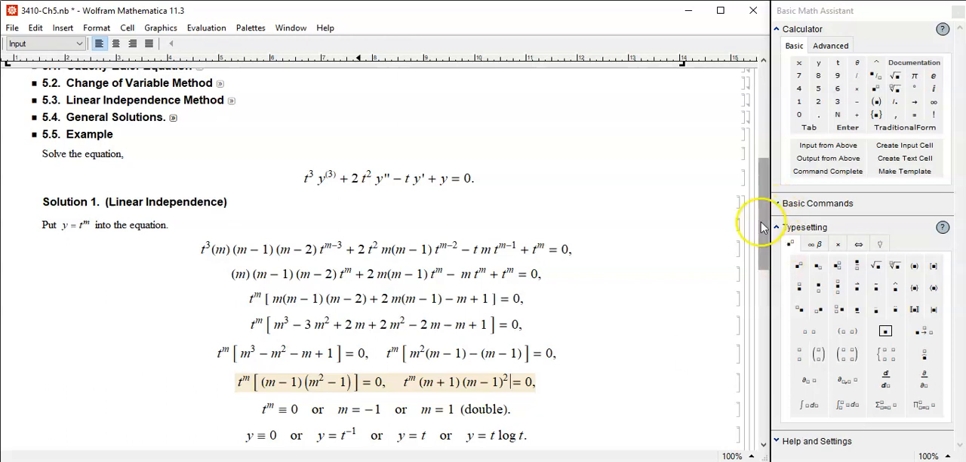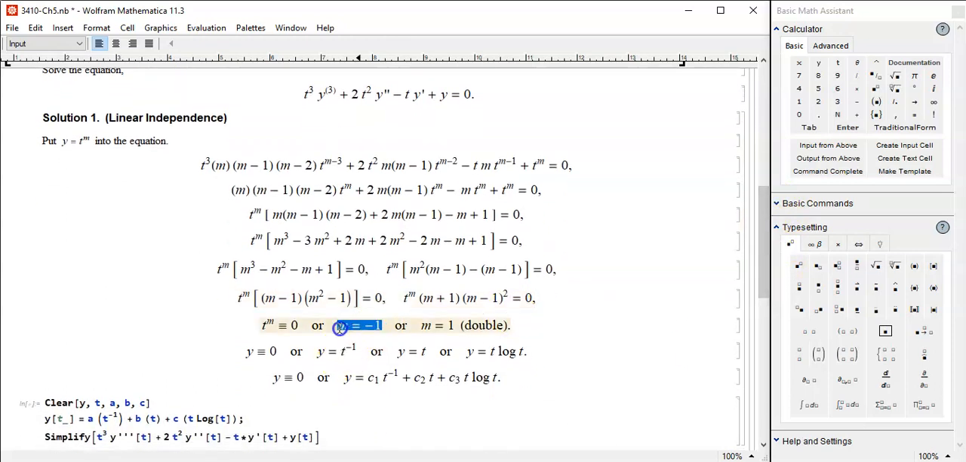So what do you get as the eigenvalues? m equals minus 1, or m equals 1 as double root. So minus 1, what do you get? t to the negative first power, okay. How about the double root? t to the first power, or t to the first power times log of t. We have this log of t. And general solution. We can express it as a linear combination. Or we can have this y constantly equal to 0, a trivial solution.